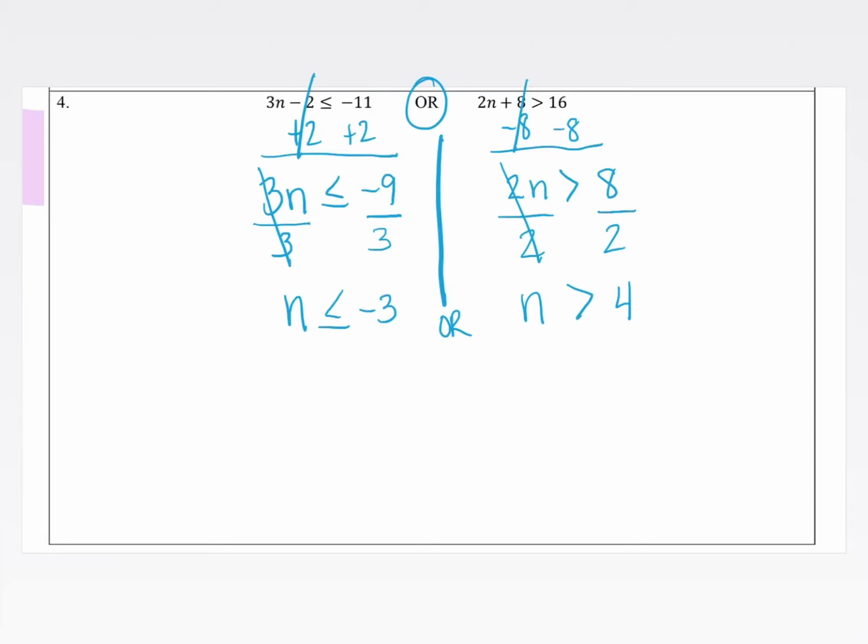Now I'm going to graph. So I have my -3 and my +4. N is less than or equal to -3, so we have a solid dot here. And since n is less than or equal to -3, we're going to shade all the values that are smaller than -3. Since n is greater than 4, this is an open circle, and we're going to shade to the right all the values that are bigger than 4.